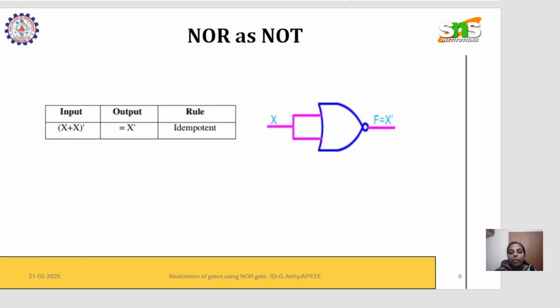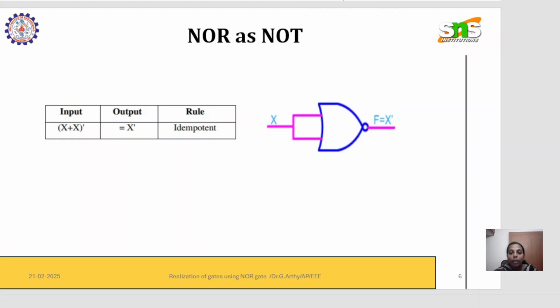See here, this is an OR gate, and after this bubble it is NOR. So here X or X. This input is also X, this input is also X. It was written here X or X, that is X plus X, right? And for this bubble we have inserted a dash. So (X plus X) dash. By the idempotent law X plus X is equal to X, and so X dash. So see, if I give X as an input, the output is X dash, right?